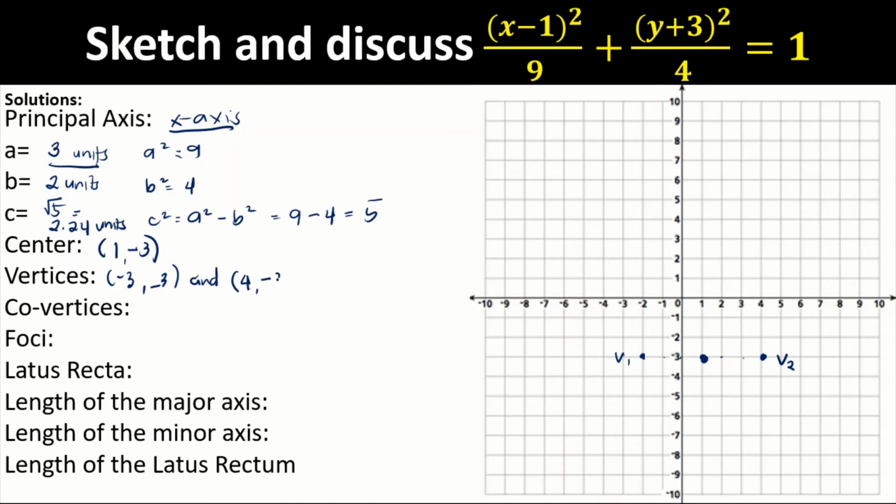comma, negative 3. And the co-vertices, count 2 units upward and downward. 1, 2. So, this point is the co-v sub 1. And 1, 2, this is the co-v sub 2. So, kahit anong pwesto nila, okay, so, pwedeng dito yung co-v sub 2, tas dito yung co-v sub 1. So, the coordinates of this co-vertices, we have 1, comma, negative 1, and we have also 1, comma, negative 5.